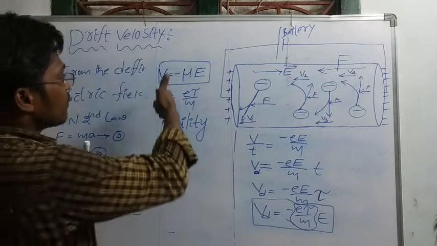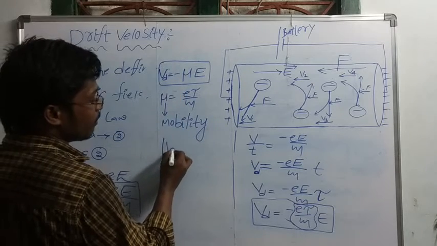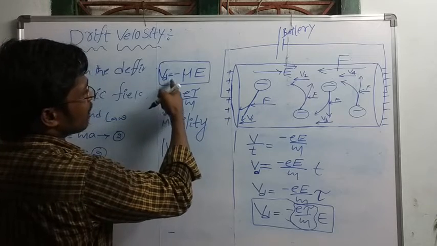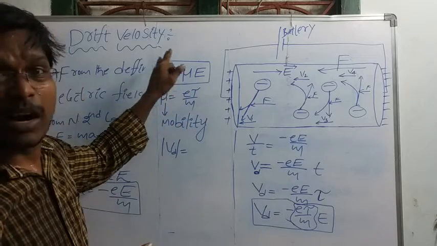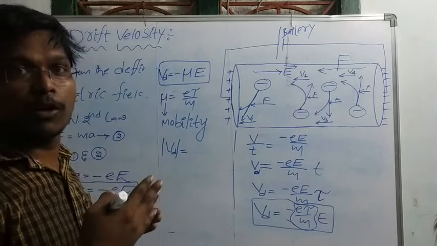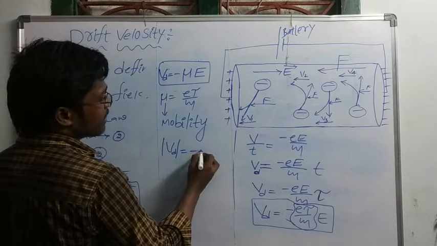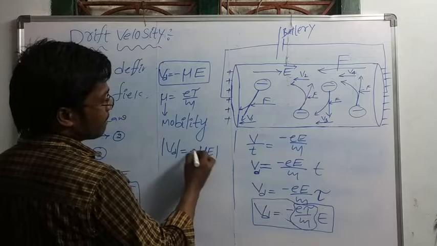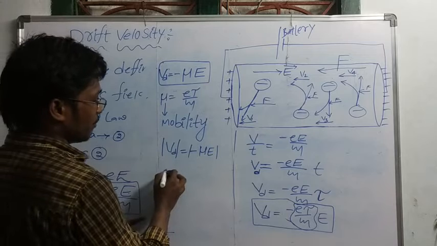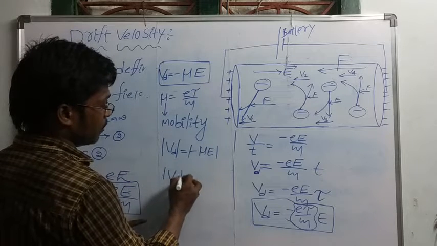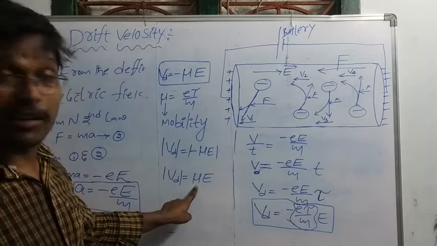Okay, so I need this drift velocity in positive. So what will I do? I am applying mod on the left side. I need drift velocity in positive, so I will apply mod. Whenever we apply mod, we won't consider the minus. So drift velocity Vd is equal to mu E. I need that mobility definition.